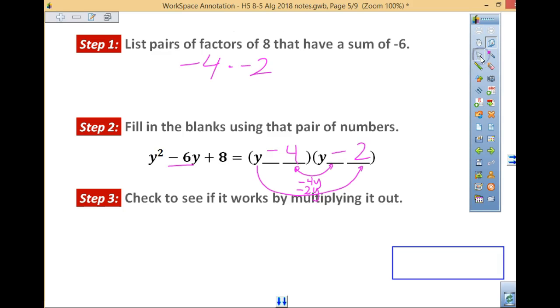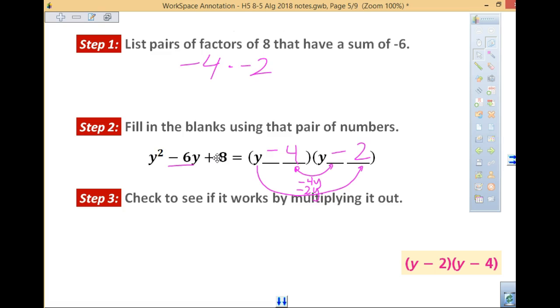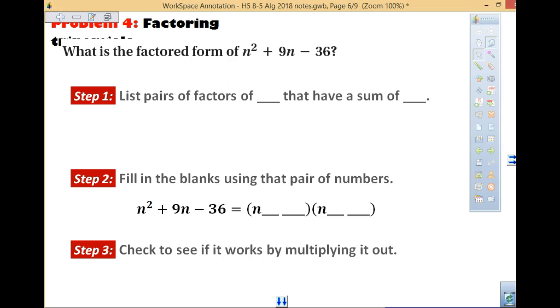So as we are looking at that one, we already had our two middle terms. We can check by multiplying. Negative 8y, negative times negative is positive 8. So it checks as we are looking at that question. Okay? Here's your next one.